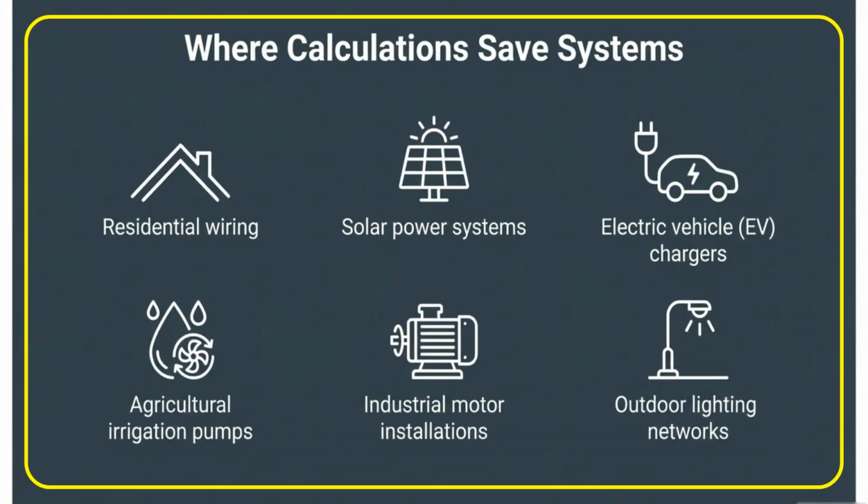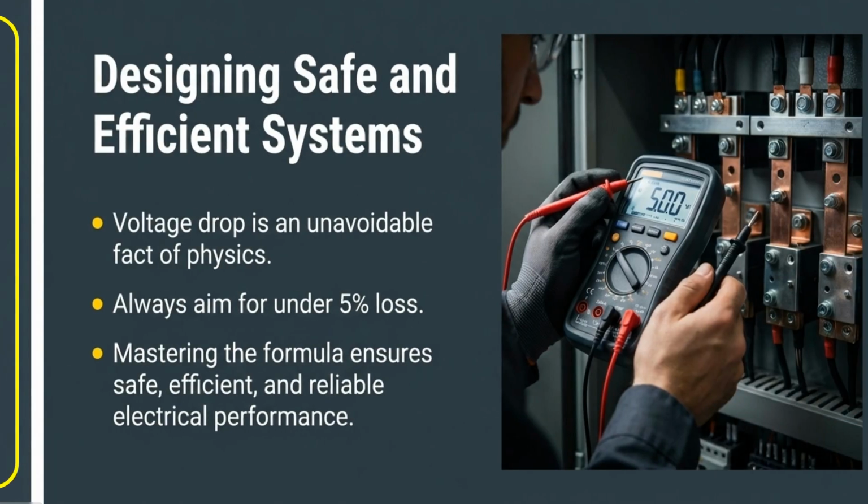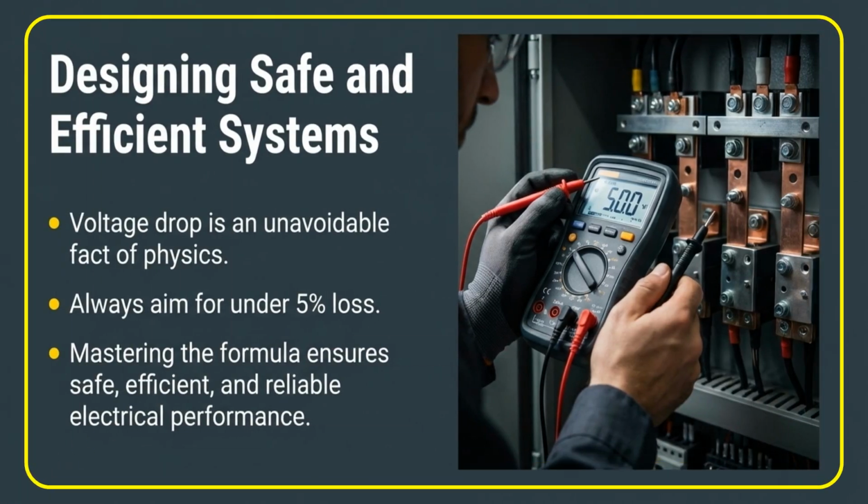Voltage drop calculations are vital in residential wiring, solar power systems, electric vehicle chargers, agricultural pumps, industrial motor installations, and outdoor lighting networks. Voltage drop is an unavoidable fact of physics, so always aim for under 5% loss. Mastering these formulas ensures safe, efficient, and reliable electrical performance for your systems.